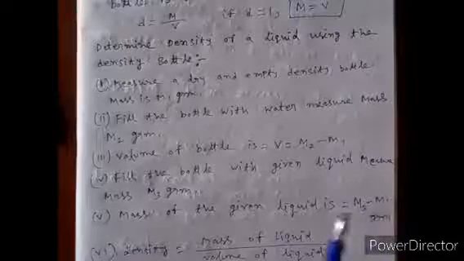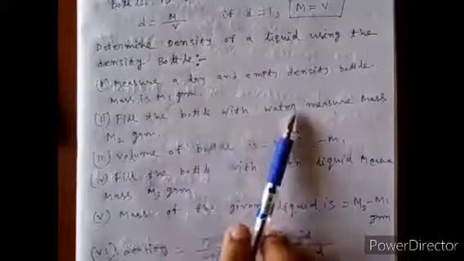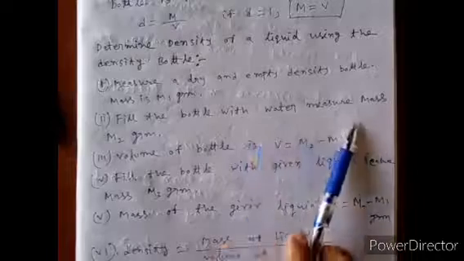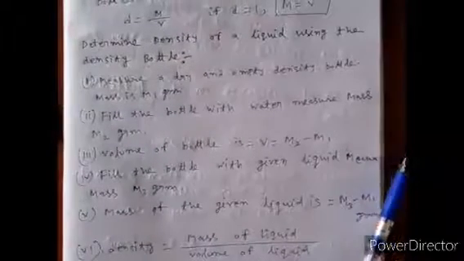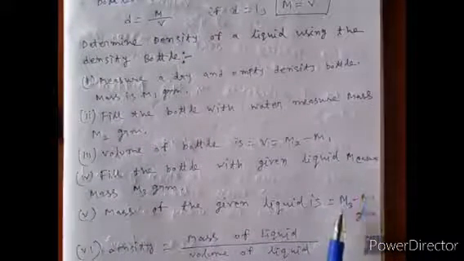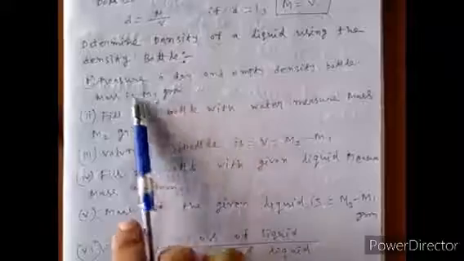Okay, first we have to find the mass of the liquid, then we have to find the volume of the liquid. The volume of the liquid we can find by using the concept that when the density bottle is completely filled, the volume of that liquid is equal to the volume of that density bottle. So first let us measure the mass of the liquid.